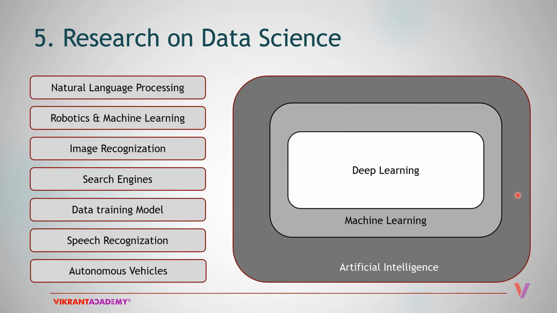Let's see this in our next slide. So here we have research on data science, which has been done since 1950, and the first one is natural language processing, as you can see on the top. Then we have robotics and machine learning. Then we have image recognition technology. Then we have learning models, speech recognition, and then autonomous vehicles. Here we have just talked about this in our earlier slide, where artificial intelligence is the category in which deep learning falls. So in artificial intelligence, we have machine learning and deep learning.